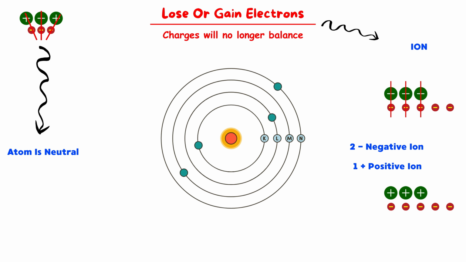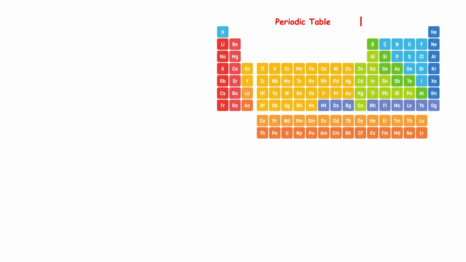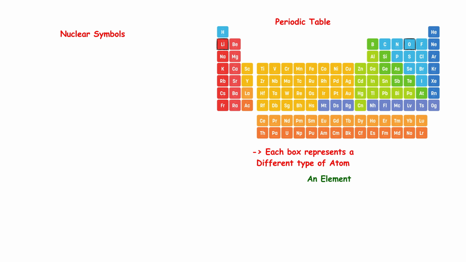This leads us to the periodic table, which we will explore in more detail in another video, but for now the key thing to know is that each box in the periodic table represents a different kind of atom, which we call an element. So, for example, one box represents oxygen while another represents lithium. These boxes show what we call nuclear symbols, and they convey a lot of information. The first thing you will notice is the elemental symbol, which is the 1 or 2 letter abbreviation for the element, like O for oxygen and Li for lithium.